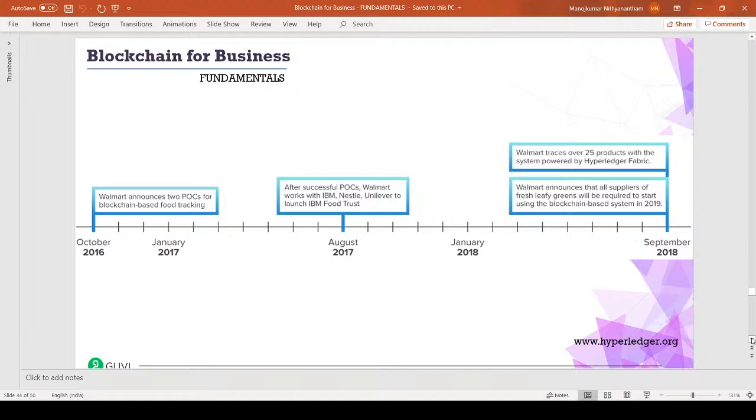By 2017 their suppliers along with IBM, like Nestle and Unilever, joined their project called Food Trust, and they decided that they also want to share information about their products. By 2018 September, they already had 25 types of products. 25 products means each product has its own brands. All of this has become part of the blockchain network, and customers will be able to see the origins of each product they buy, and also know information about the product beyond what is mentioned in the packaging labels.